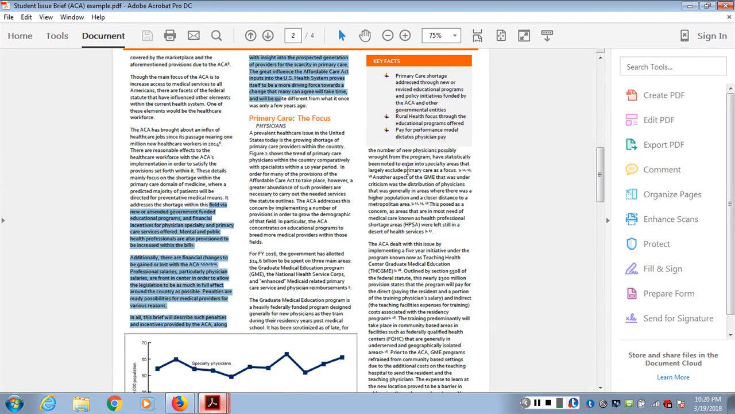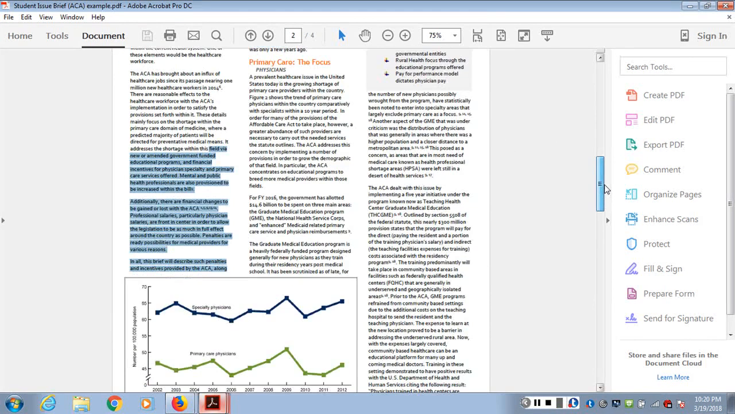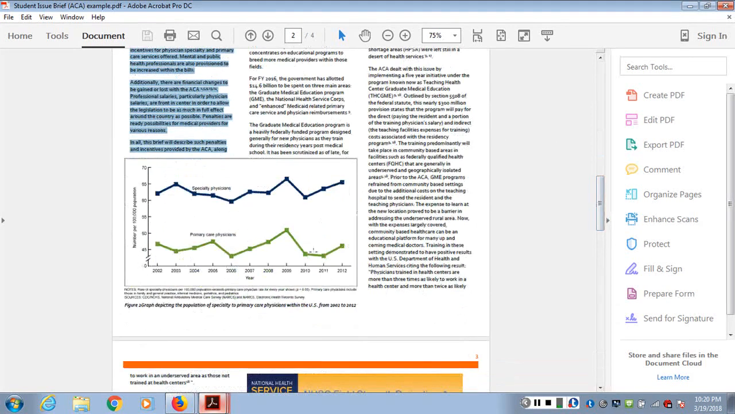She's talking about primary care. So she starts out with her subheading of physicians. She gives some information about physicians. Really nice here, she's included a little key facts box. Maybe not information that she's talking about directly within the body of her issue brief, but a couple of important key points that she wants to make sure to point out to her readers. She's got a very nice graphic here that she's using to expand on some information that she's presenting.